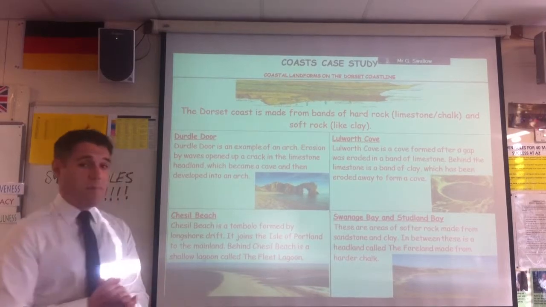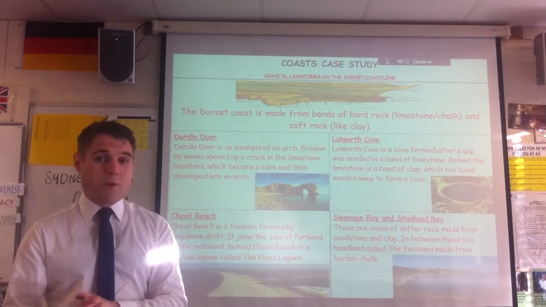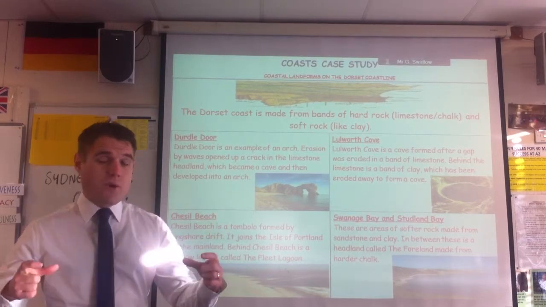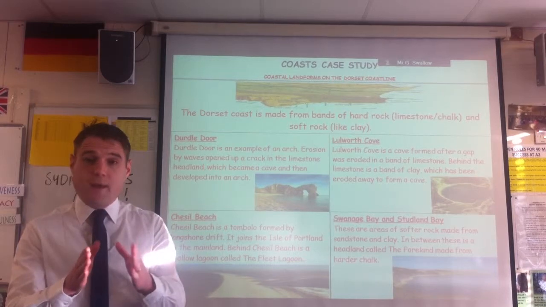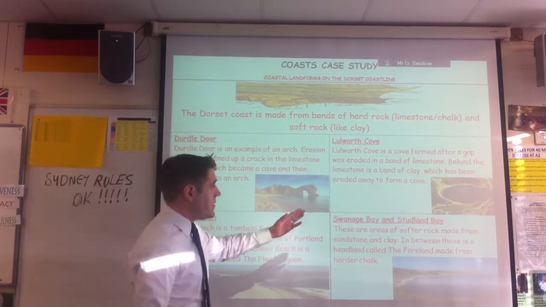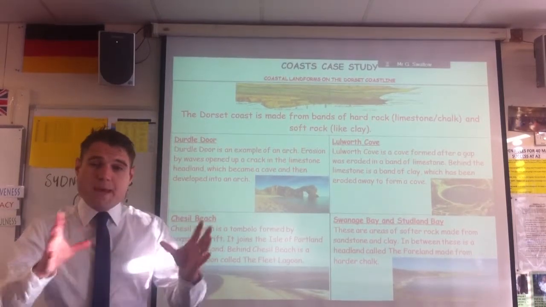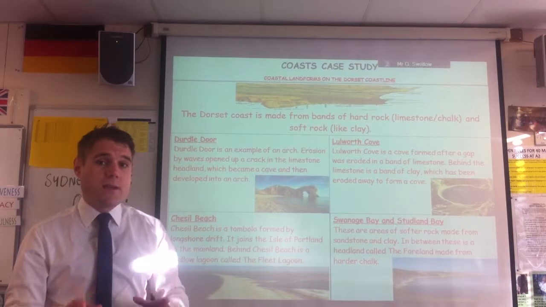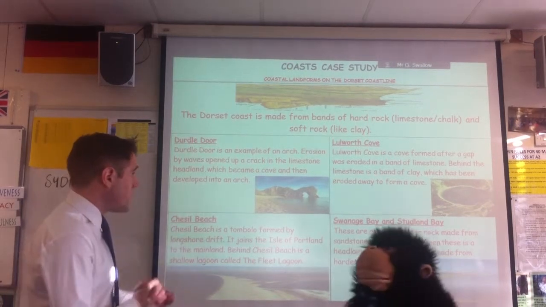Our second example is Lulworth Cove. Lulworth Cove is caused again by erosion when the band of hard rock is eroded a little bit to form an opening in the hard rock. That then leads to the soft rock, which is located behind the hard rock, which erodes much faster. So you've got a bigger area of the soft rock that's eroded, you've got a smaller area of the hard rock that's been eroded.